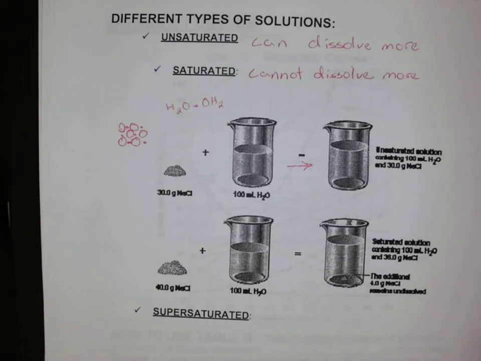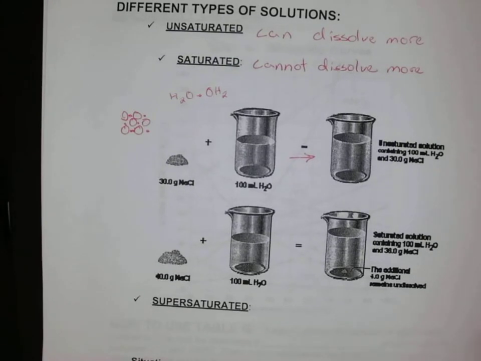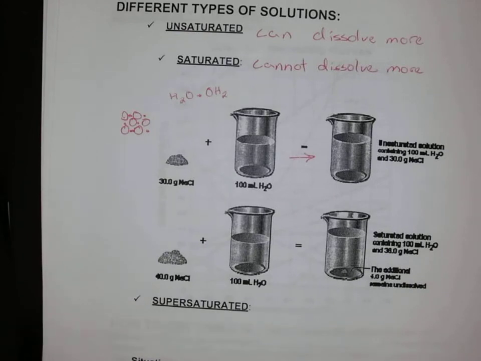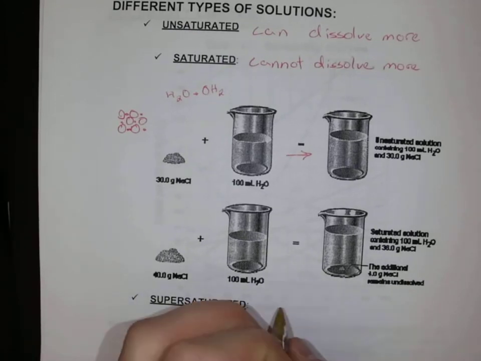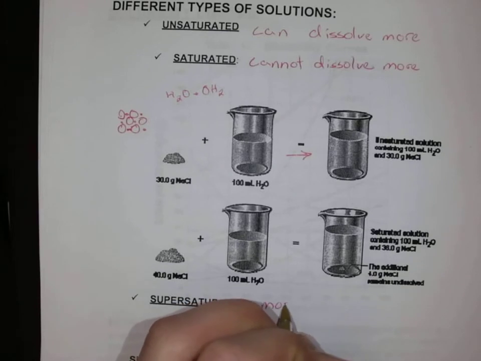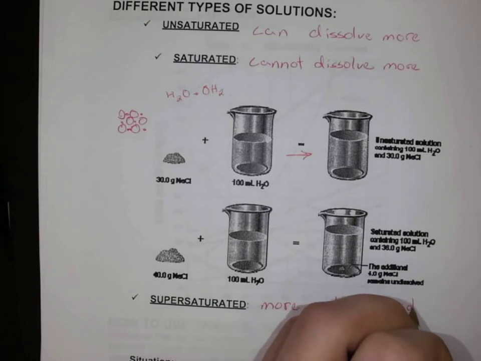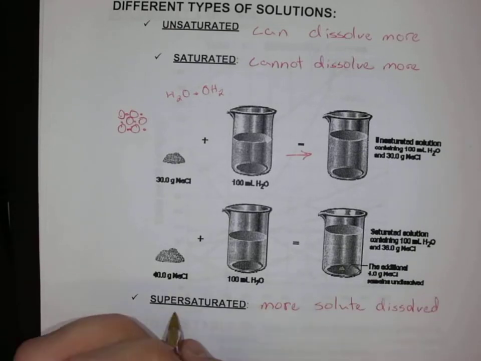But we do know that our solubility is dependent on temperature. So if we have a solid, we can increase the temperature and make more of our solid dissolve in the solution. Then we can slowly cool it down and form what's called a supersaturated solution. A supersaturated solution has more solute dissolved than is stable.